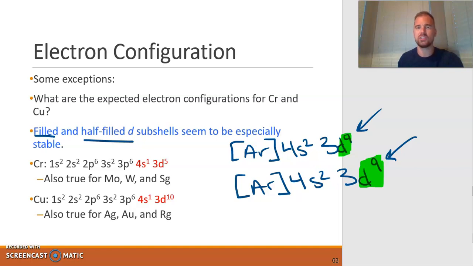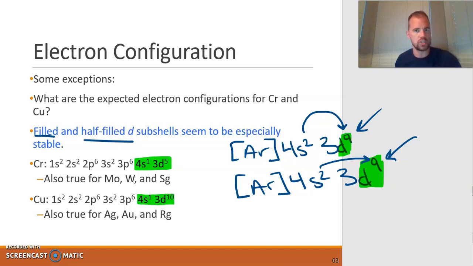So what actually ends up happening on its own, naturally, is one of the electrons from the outer 4s region will actually drop into the d subshell, and thus will create the configuration 4s1, 3d5 for the case of chromium, and 4s1, 3d10 for the case of copper.